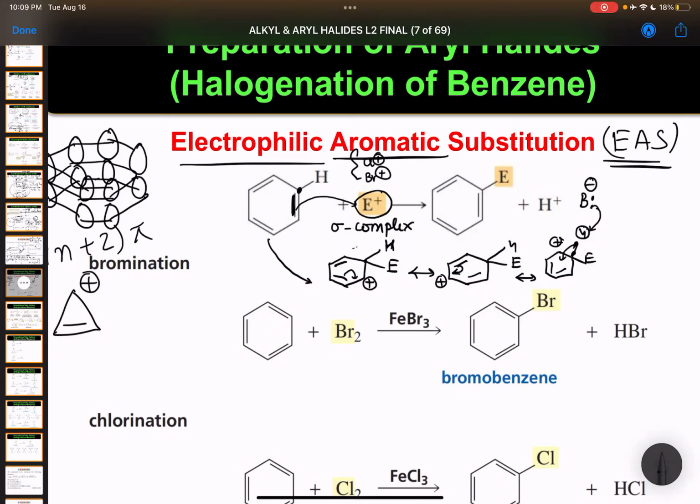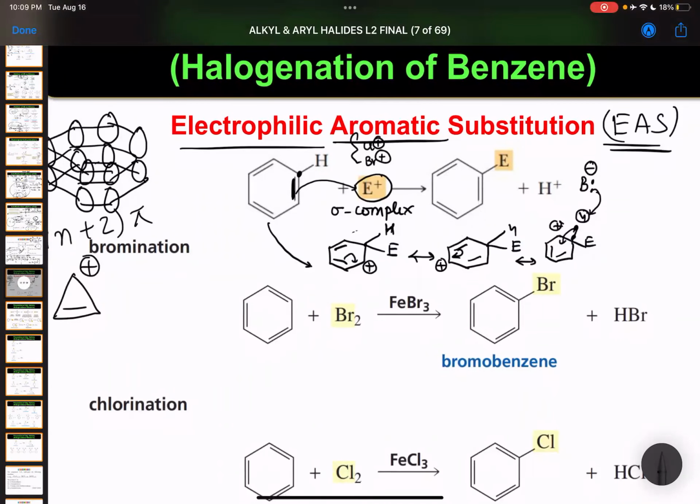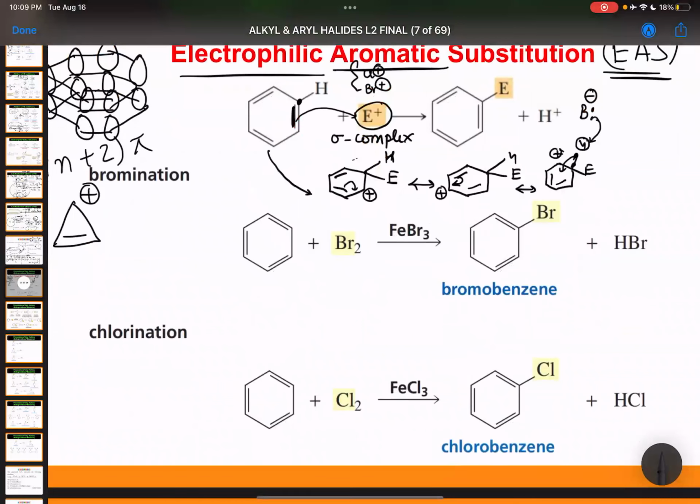Nucleophilic aromatic substitution also occurs, but they are difficult. They require very strong conditions because benzene doesn't want to invite a nucleophile. They also occur, but at a very high temperature. But normally, EAS reaction happens.